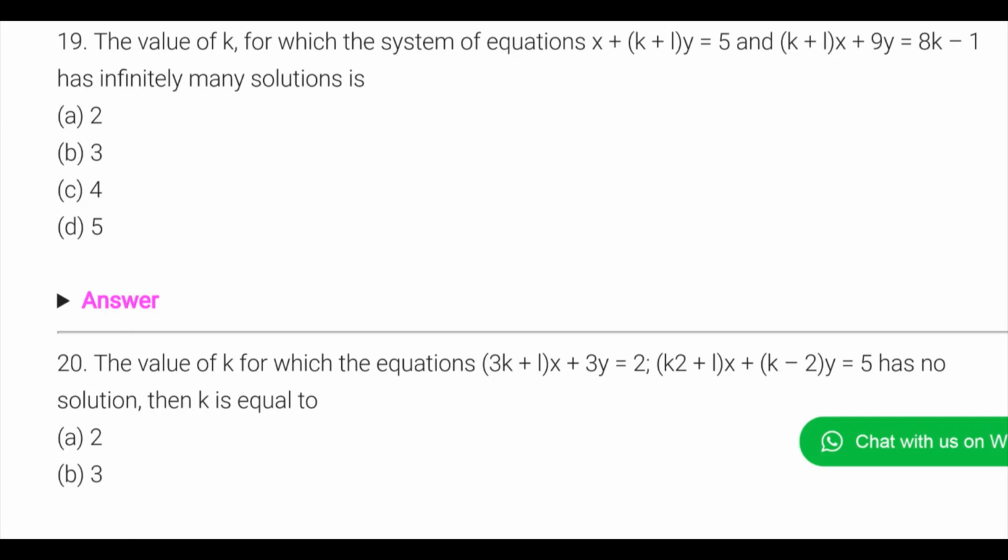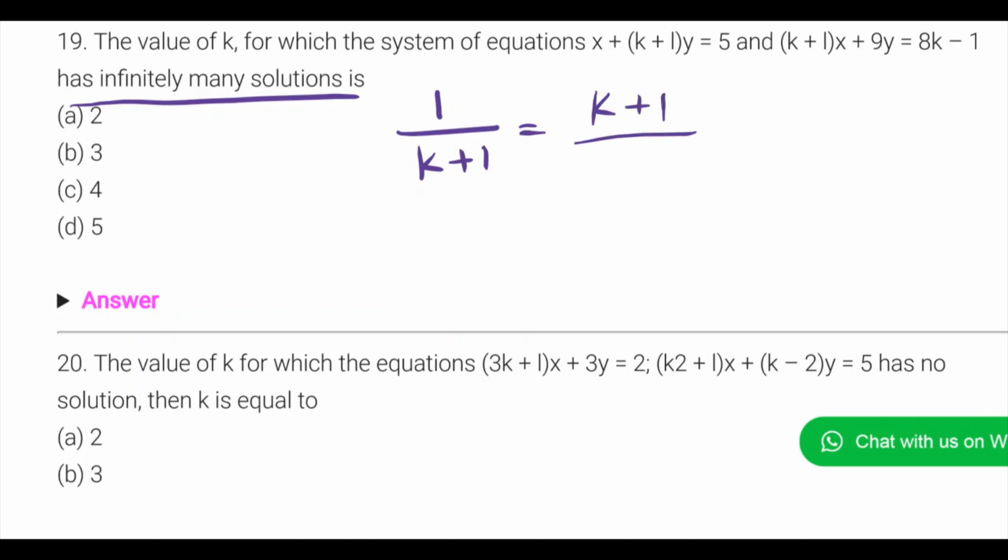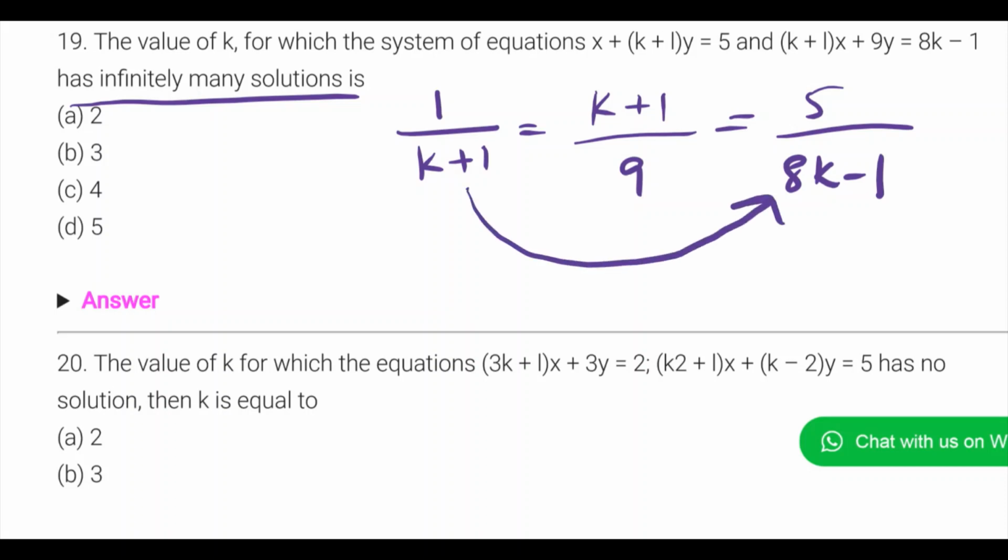19th question. The value of k for which a system of equations has infinitely many solutions. Infinitely many solutions means coincident lines. So just take the ratios: 1 by k plus 1 equals k plus 1 by 9 equals 5 by 8k minus 1. As I said earlier, try to equate the first and the third, or the second and the third, but don't try to equate the first two. We must equate the first two ratios only for parallel lines, so don't do it for coincident lines.